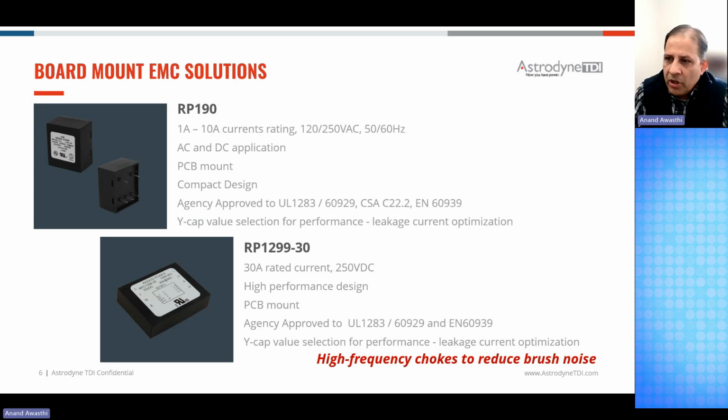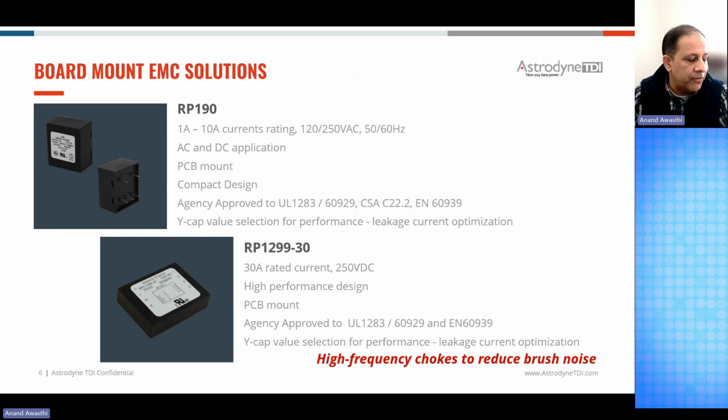So, some of the board mount solutions I was talking about. Our RP190 series filter is a plastic housing filter which comes with board mountable pins. It is a true board mount solution we offer. These are offered in 1, 3, 6, and 10 amp ratings. These are rated up to 250 volts, 120, 250, 50, 60 hertz. These can also be used in DC applications. Anything that's rated up to 250 volts AC can be used up to 250 volt DC applications. So these can be used in both AC and DC applications.